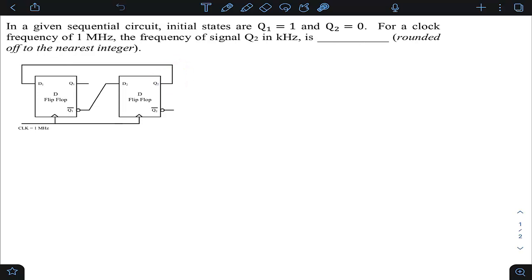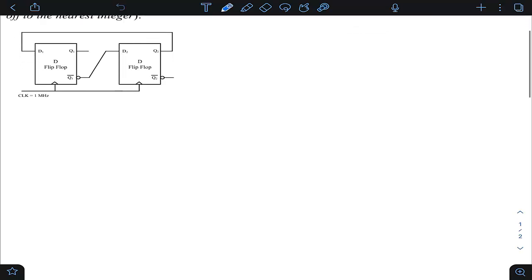Again, students, it's a very standard model question. It's basically a counter, so you have to find the counting pattern, and then by finding the mod number, you can easily find out the answer. For this, as usual, we'll be making the table. The first factor in the table is the present state.